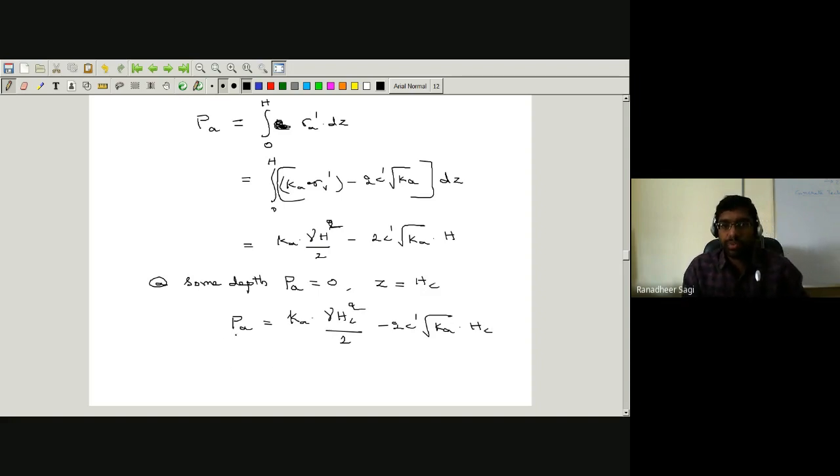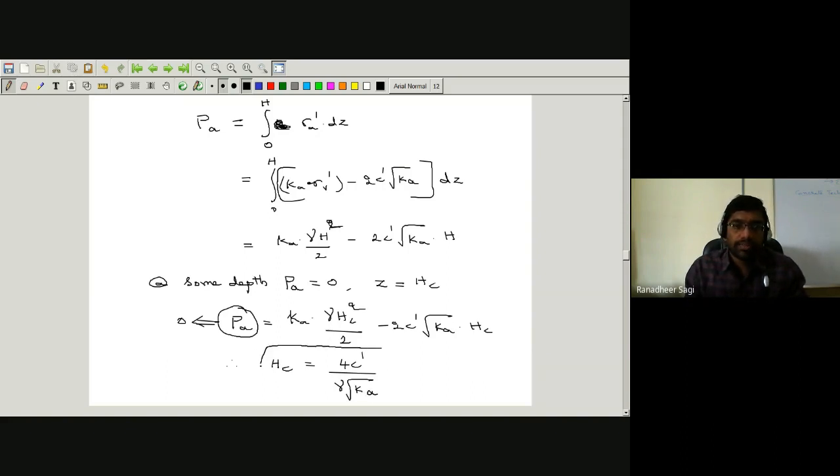Now in this particular expression, as I replace z with hc, then subsequently this pa term I'll be replacing with what is nothing but 0. Then upon replacing pa equal to 0, what I'll be getting is the expression for hc as 4c dash by gamma into under root Ka. This will be the expression we are going to be getting.